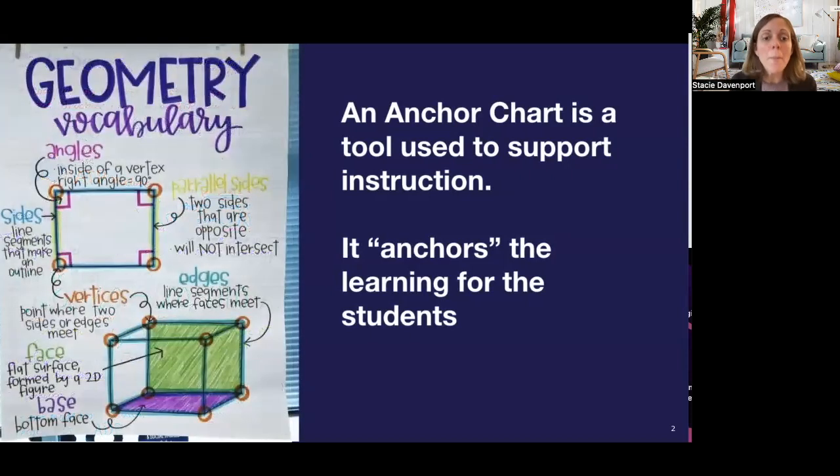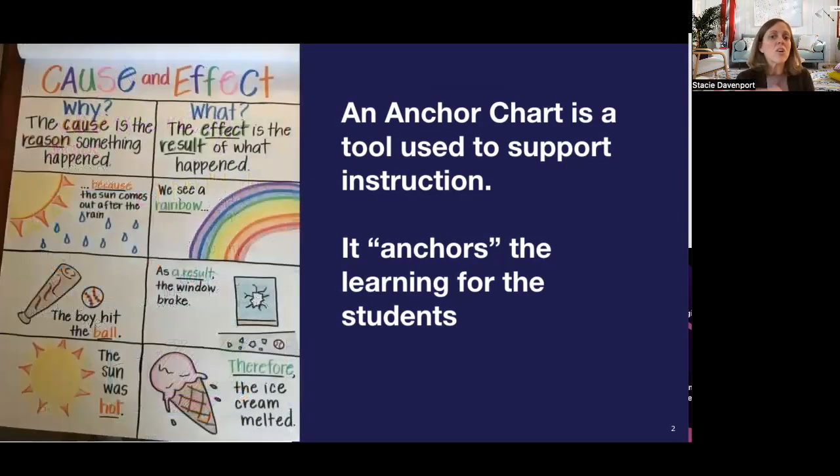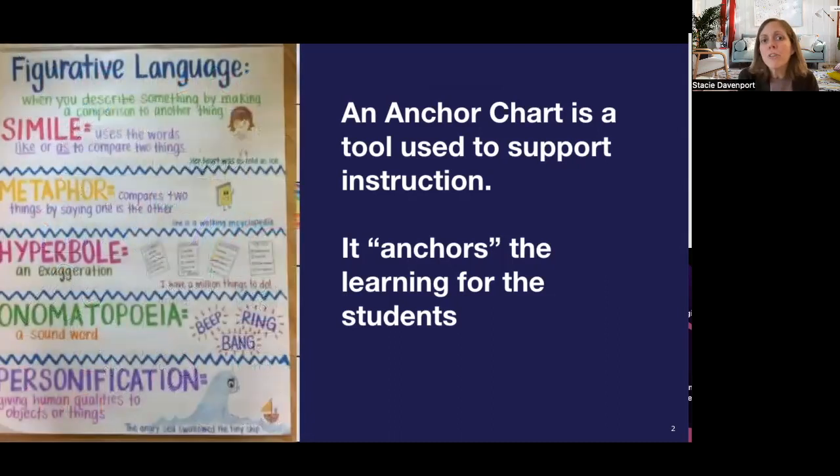It could be for geometry, and it shows the labeling of all of those pieces of whatever it is that you're using there. It could be cause and effect, and showing them what cause and effect means for your literature. It could be figurative language, because they're going to forget those words and the meanings of those words. But this anchor chart is going to anchor that information on your wall throughout that whole unit. And every time that you teach, you're going to refer to that for them.